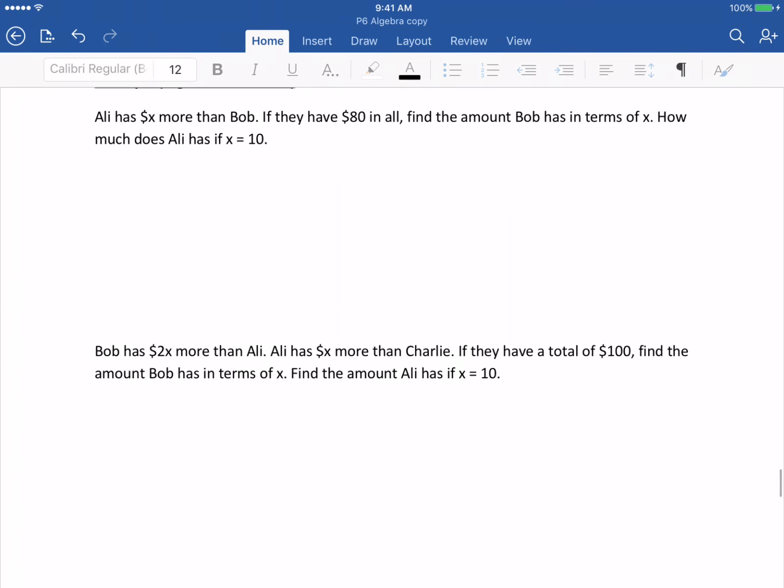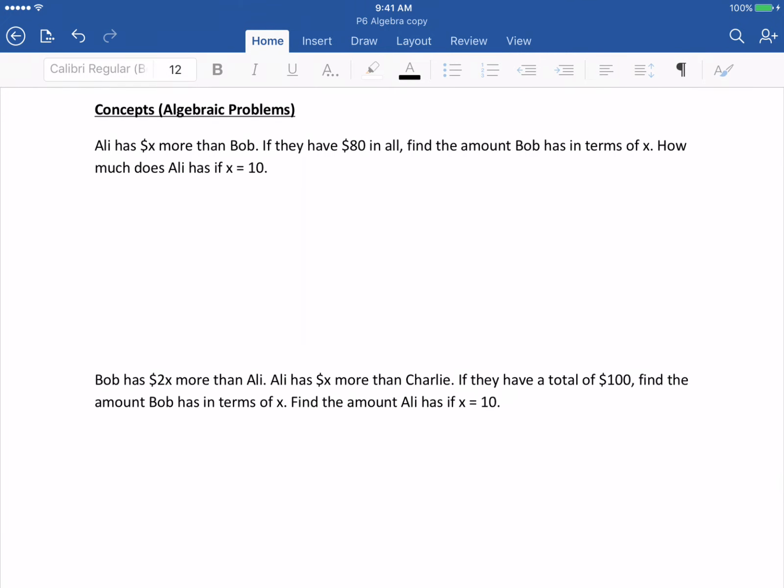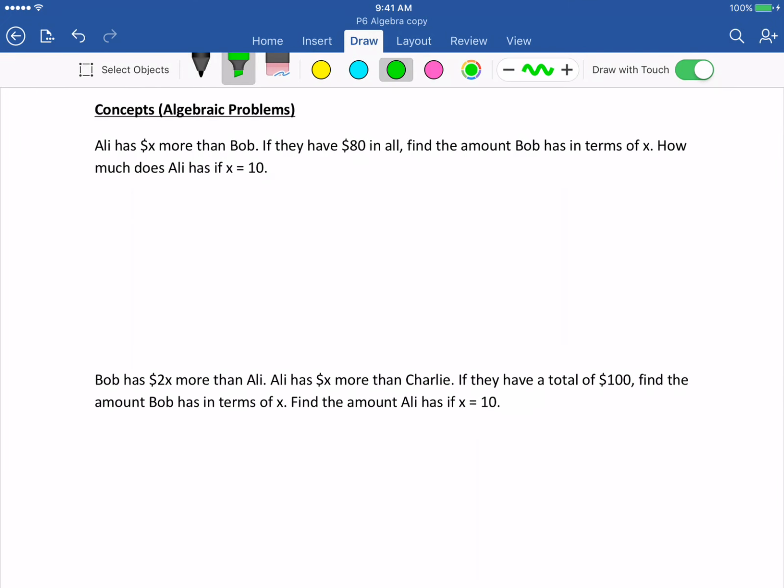Okay, some problems here. Let me try the next one. Ali has X dollars more than Bob. If they have $80 in all, find the total amount that Bob has in terms of X. So what do I need to do? Every time you see more than or less than, my instinct is to use model drawing. So let's draw first.